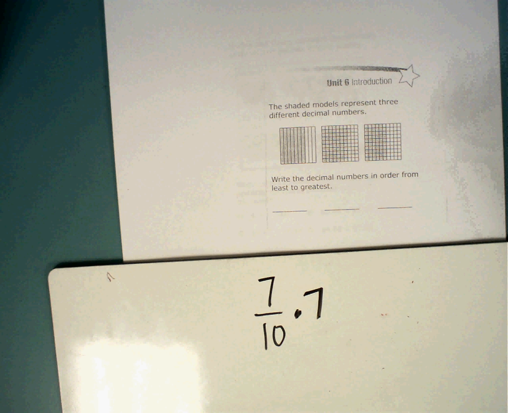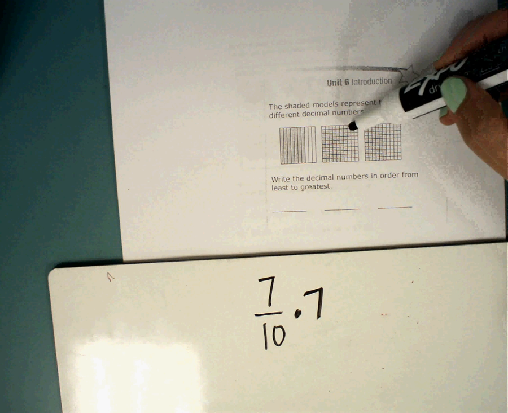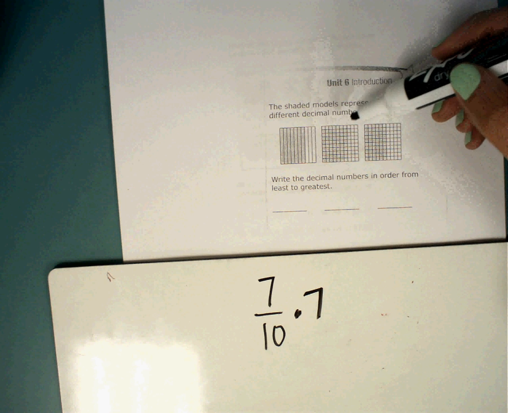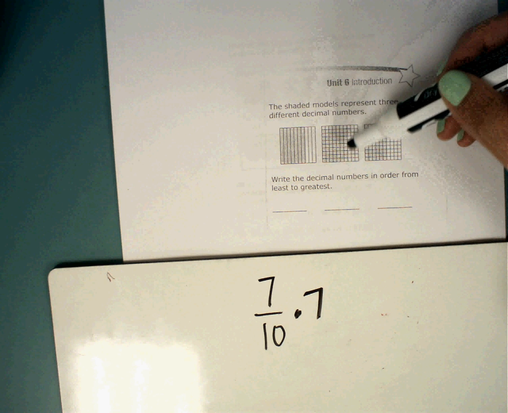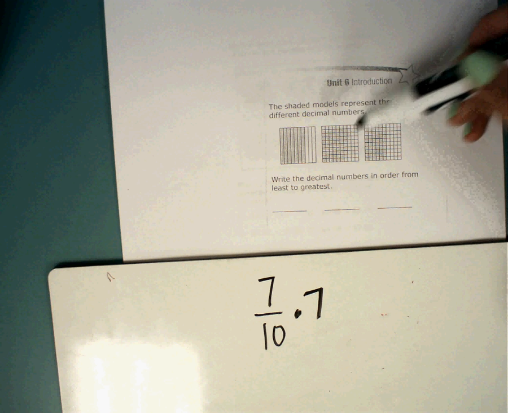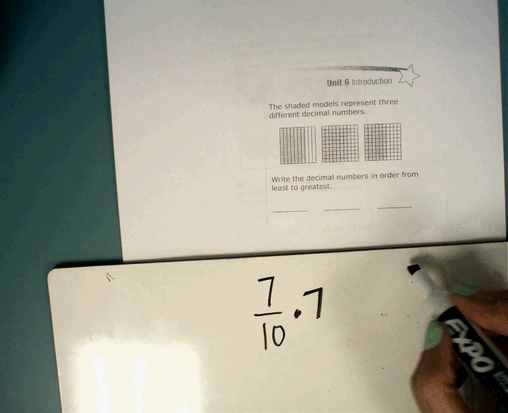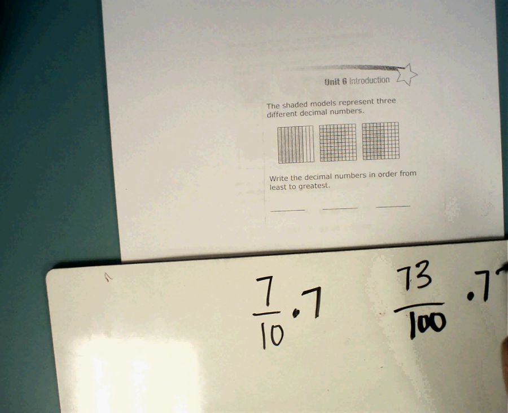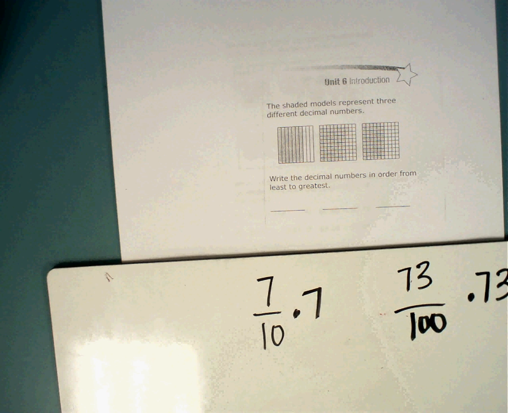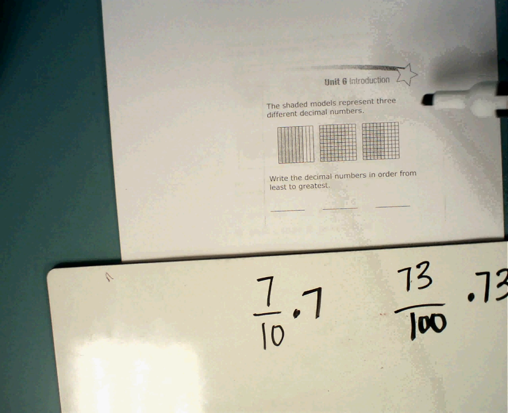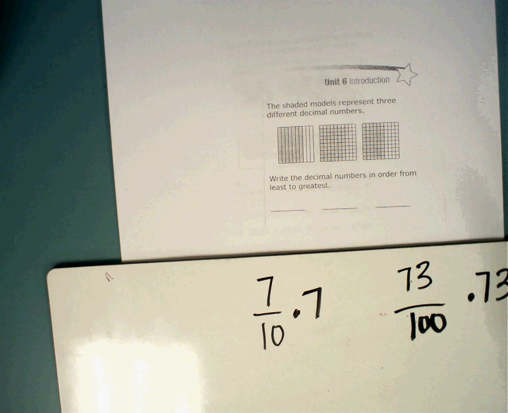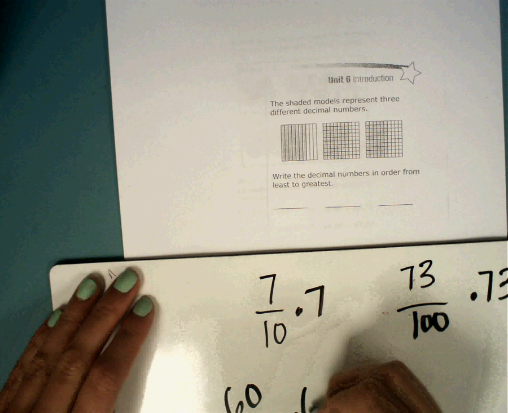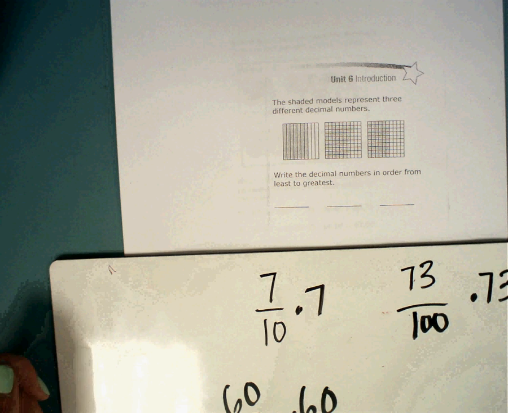So this one right here, I see it's divided into what? Hundredths, right? And I see what looks to be 73 over 100, so 73 hundredths. And the last one appears to have 60 out of 100. So 60 out of 100 or 60 hundredths.